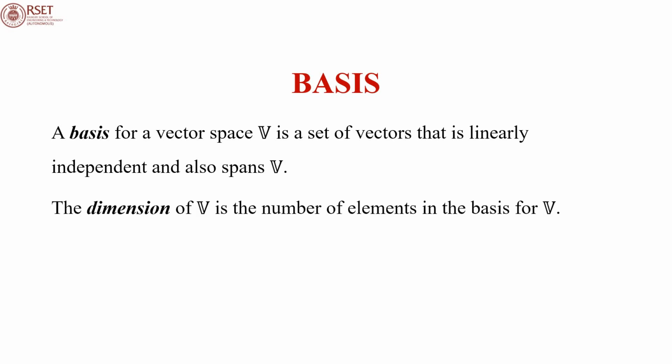Now, the dimension of a vector space is the number of elements in the basis for the vector space. So, what is the dimension of R2? How many elements were there in the basis? What we said is S is equal to the set {(1, 0), (0, 1)} is a basis for R2. This set has two elements, (1, 0) and (0, 1). So, what is the dimension of R2? The dimension of R2 is 2.